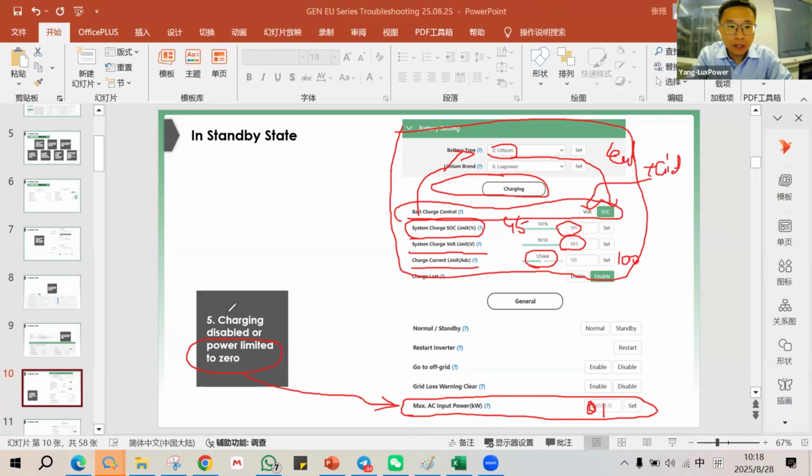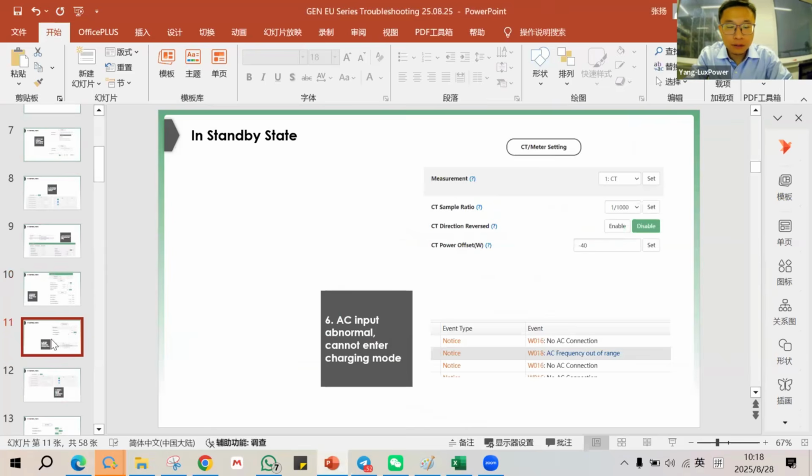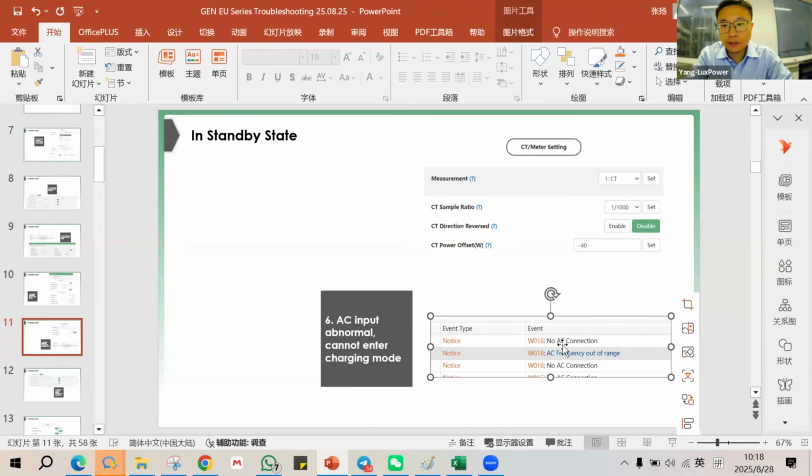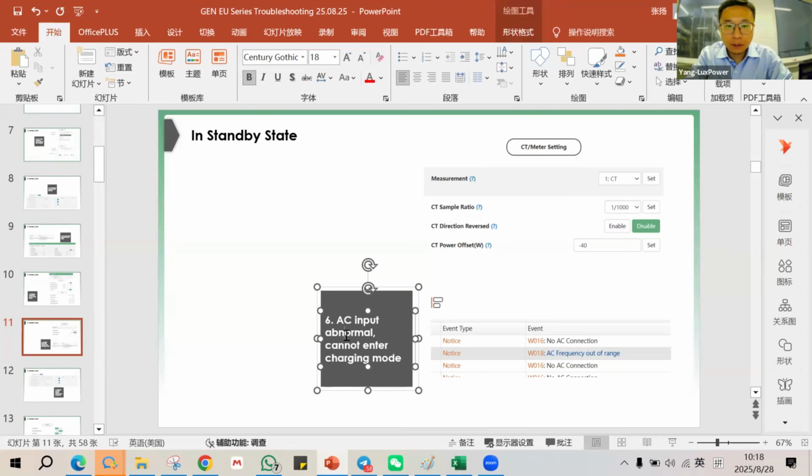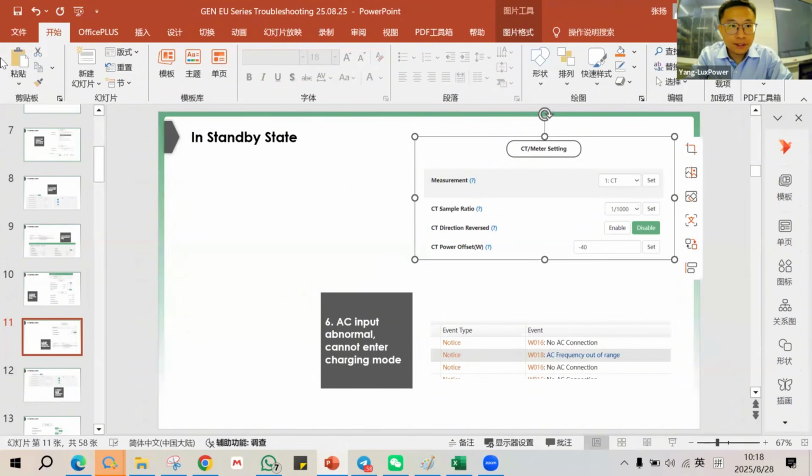For charging you should check here, and for the power you should check here. And we will go again to the AC input abnormal. For the AC input abnormal, it is similar, like the AC requirements not being satisfied. There are also problems like the AC frequency being out of range or AC disconnection. But there is also a typical issue with this AC input abnormal. It's the CT, and in most cases the CT is installed in reverse. On the CT there should be an arrow.